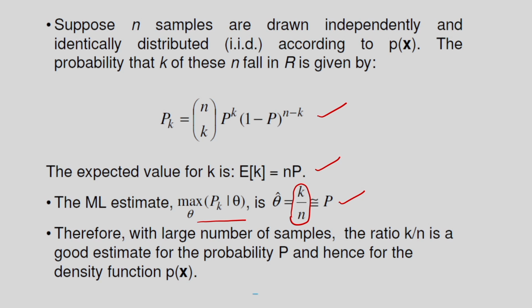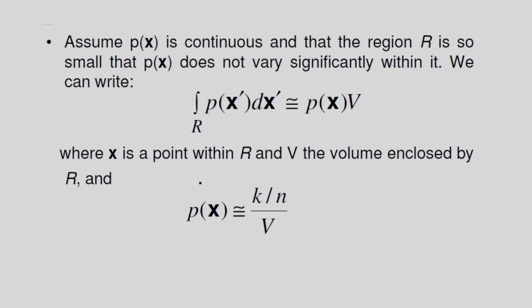The probability is P. Here n is the total number of samples and k is the number of samples within this particular region that I am considering. This ratio k divided by n gives the probability P. If I consider that p(x) is continuous and the region R is so small that p(x) does not vary significantly within it.